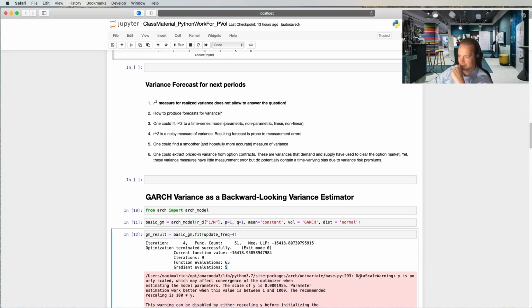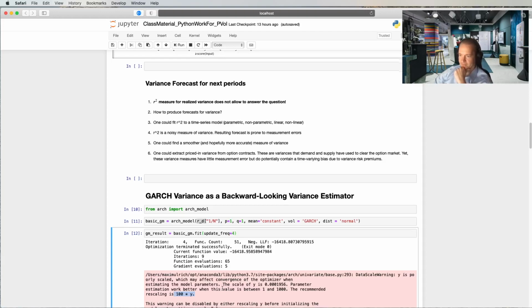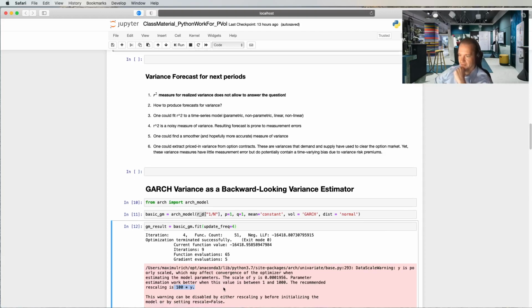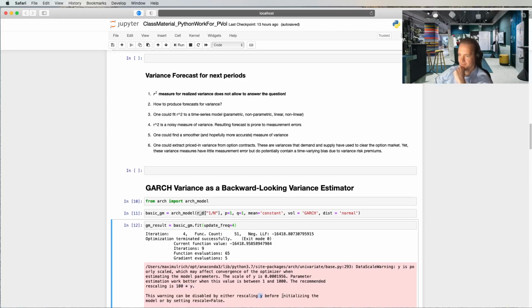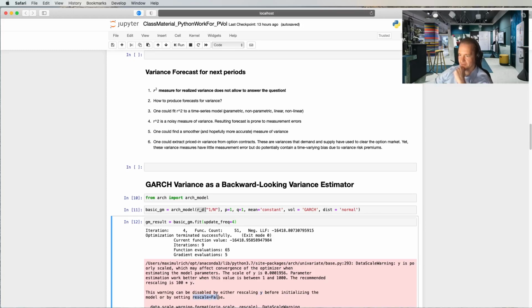So let's read the warning message. Data scale warning. Y, which is our return, is poorly scaled, which may affect the convergence of the optimizer when estimating the model parameters. The scale of y is 0.30. The parameter estimation works better when the value is between 1 and 1,000. The recommended rescaling is 100 times y. The warning can be disabled by either rescaling before initializing the model or by setting rescale to false.